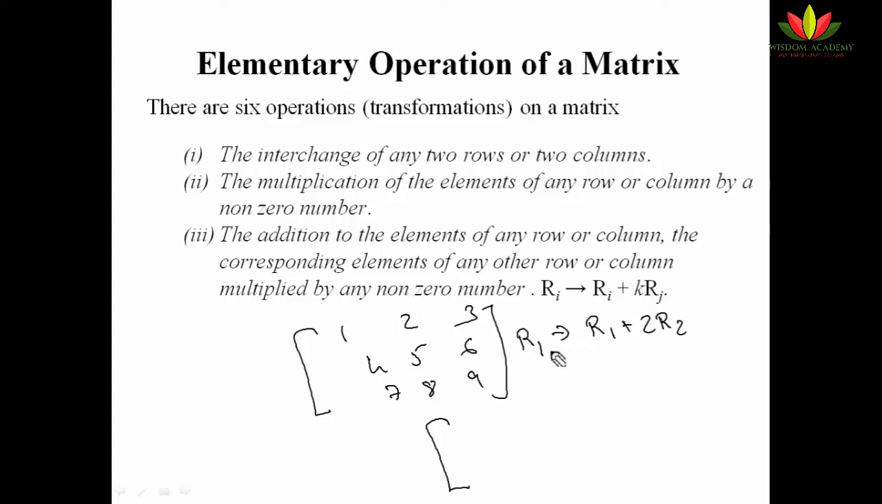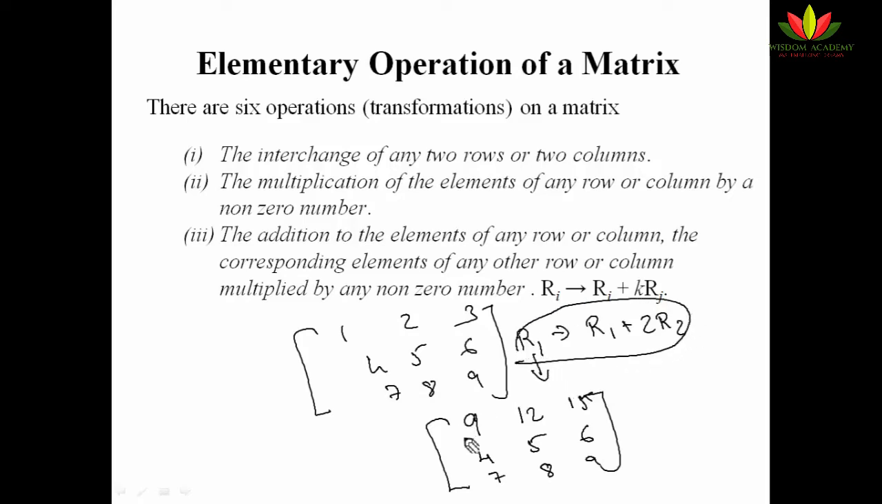So R1 will be changed: 1 plus 8. Why? Because it is 4 here, 4 2s are 8, so it is going to be 9 at last. Here 10, here 2, so it is going to be 12. Similarly here 6 2s are 12, 12 plus 3 is going to be 15. Then the other things will not change, they will come as they are, since we wrote an elementary operation only to change R1. R1 is this, so only R1 will be changing. This is known as an elementary operation of a matrix.